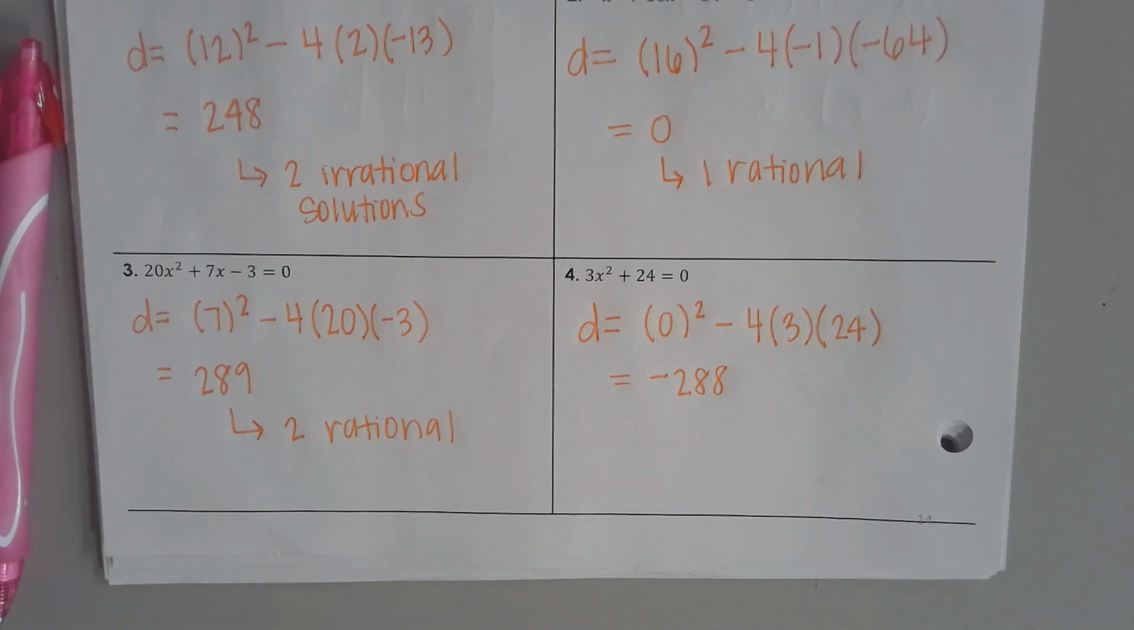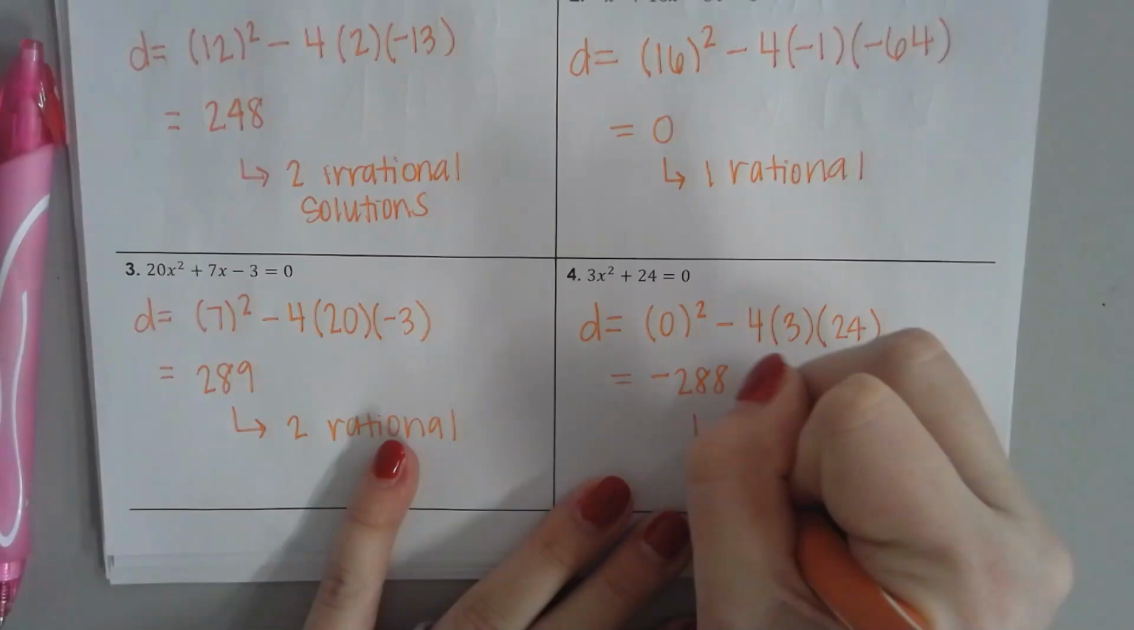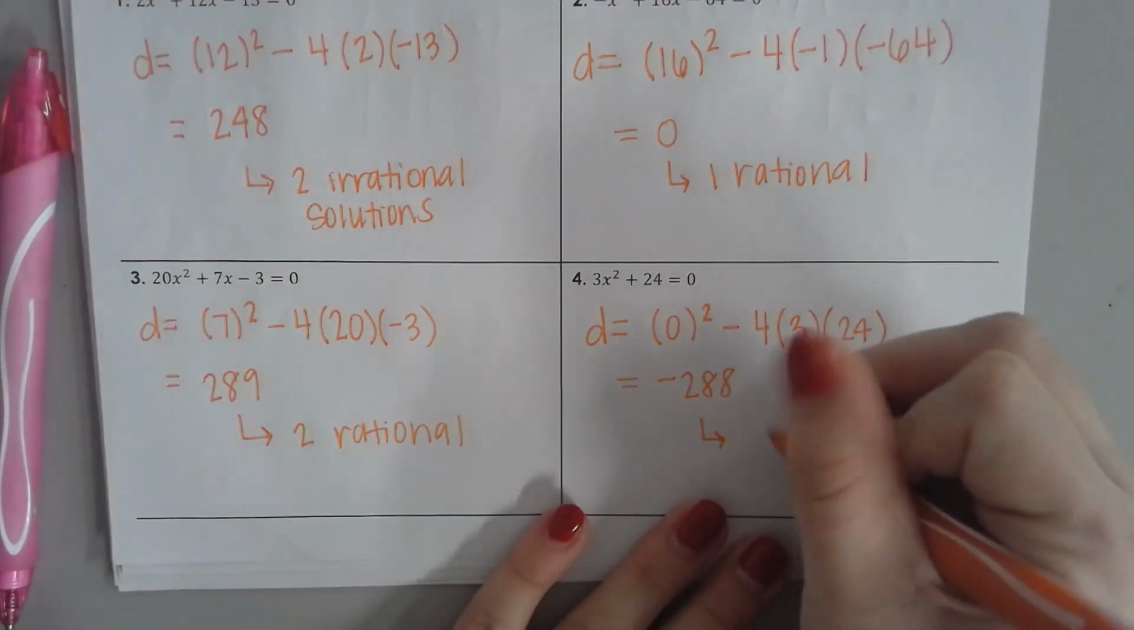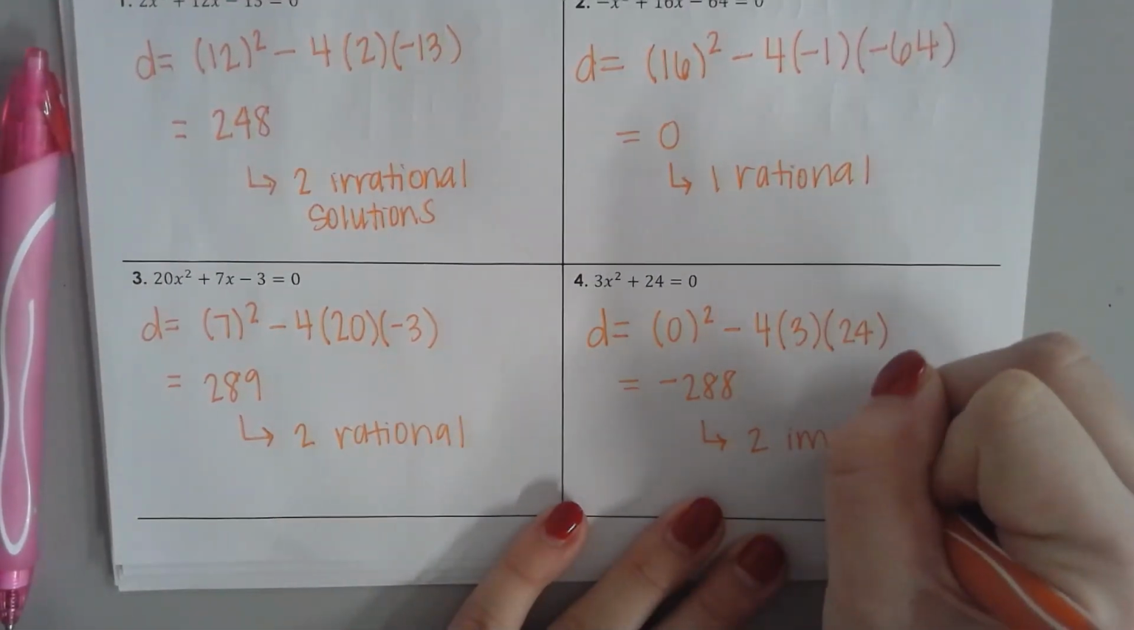You get negative 288. It doesn't matter if 288 is a perfect square or not because it's negative, and a negative has 2 imaginary.